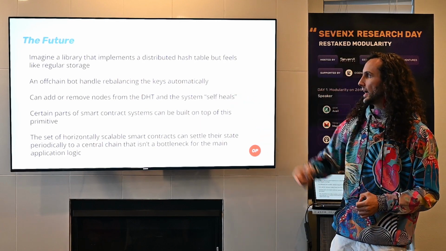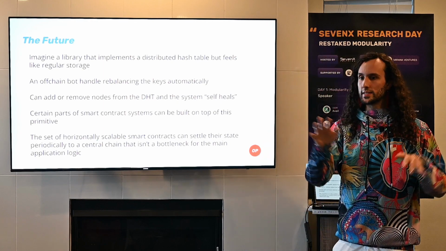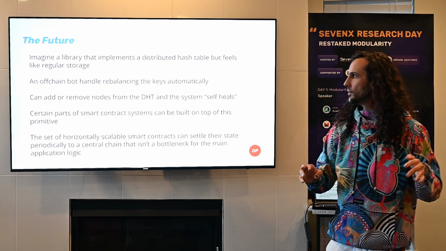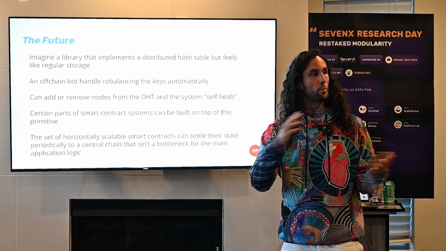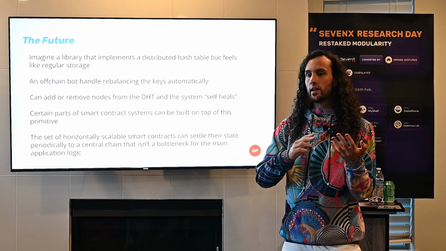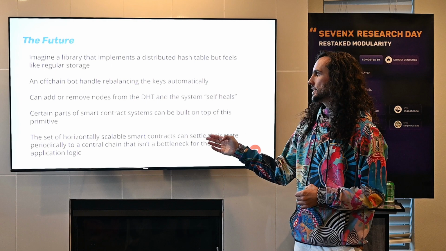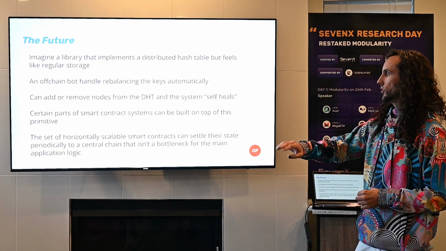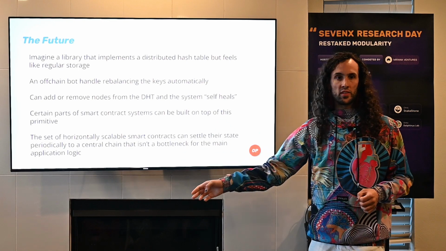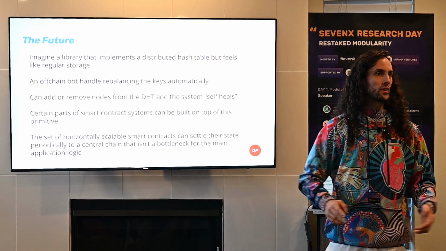And the idea is that you just have a little off-chain bot that would rebalance the keys across all of your nodes, right? And then you can add or remove nodes automatically, and the whole system would self-heal. And the idea is that you'd be able to build parts of your smart contracts on top of this abstraction, and it would just give you horizontal scalability in your application.